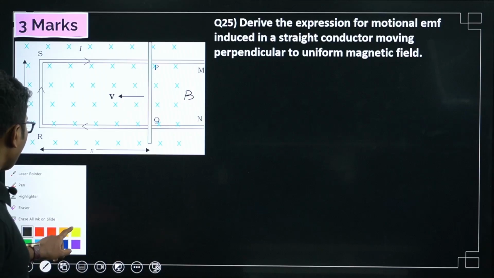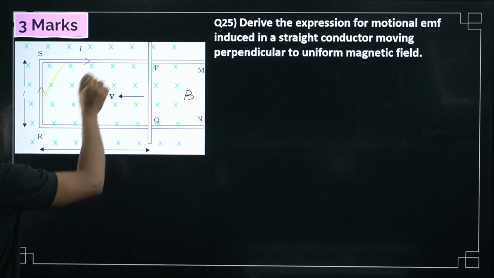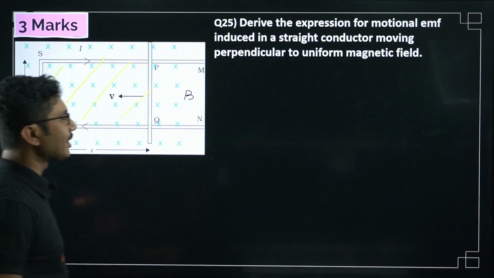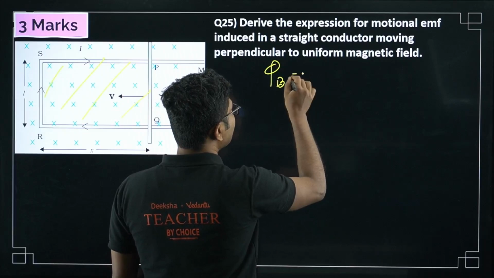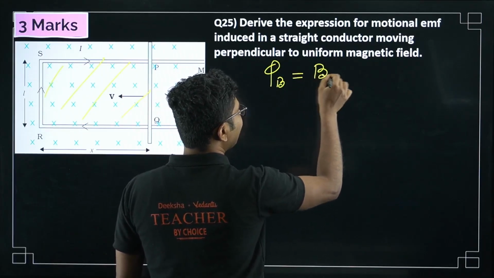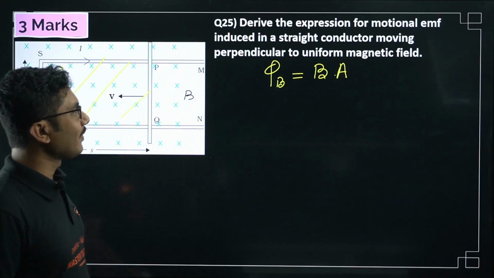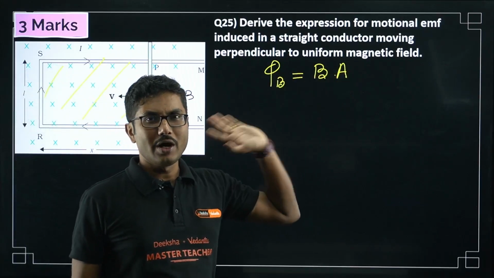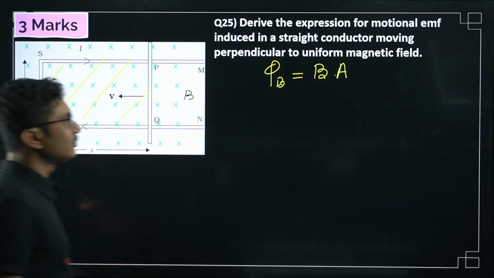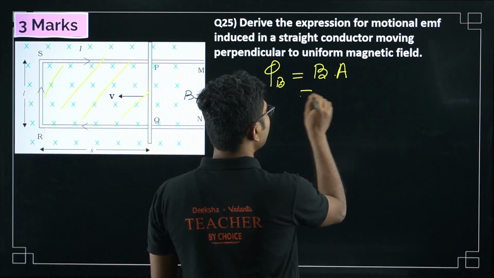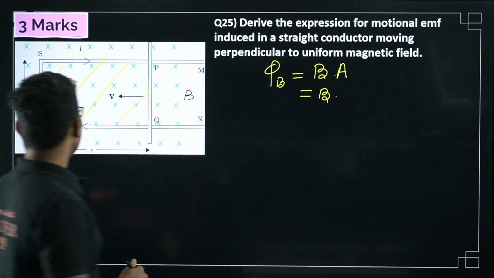Now first of all, what do we have to do? We have to find the flux linked with this portion. How to find the flux linked with something? Flux, magnetic flux or electric flux, whatever it is, is basically magnetic field into area. If it is electric flux, electric field into area. Flux is always field into area. Now the magnetic field is constant B, so we do not need to worry too much about B. Area is what we are concerned about.